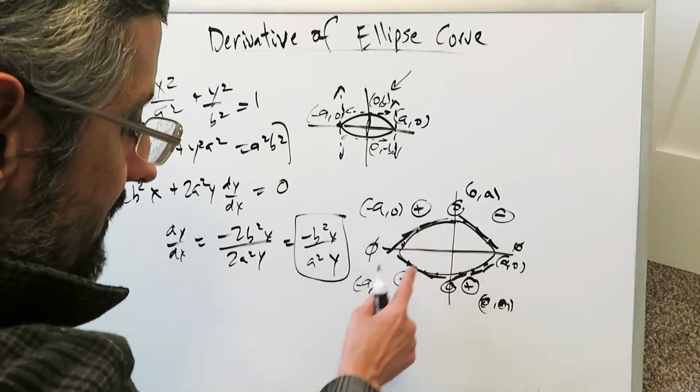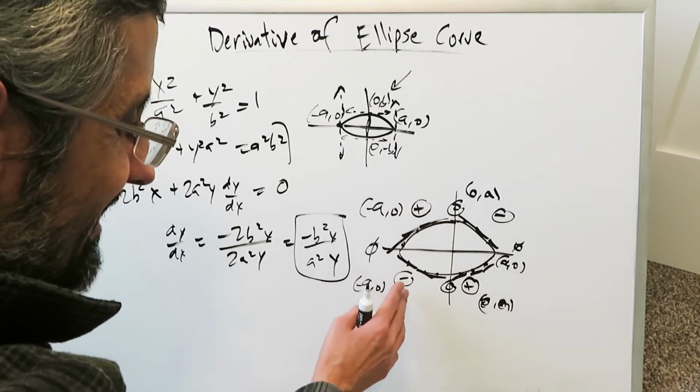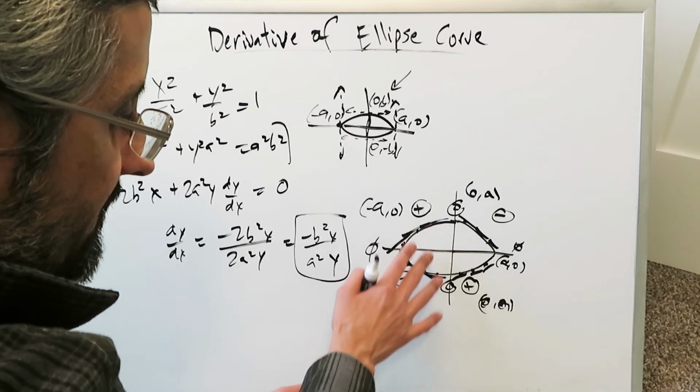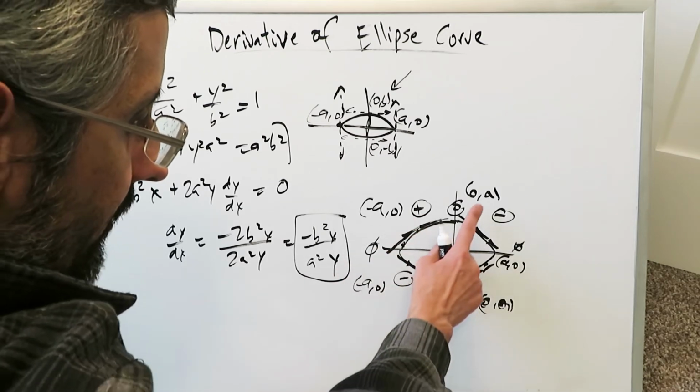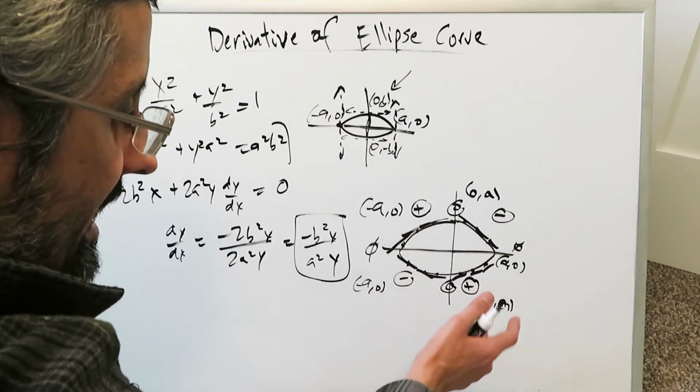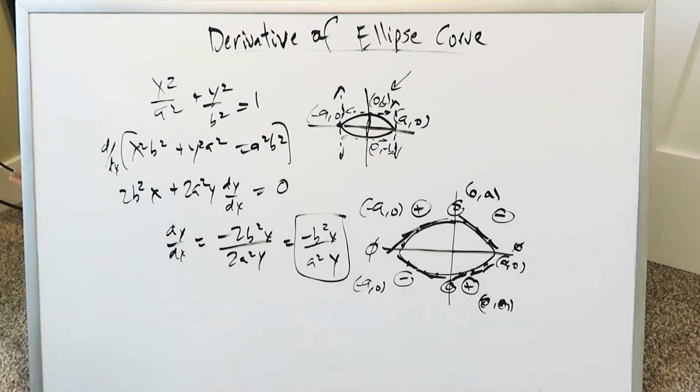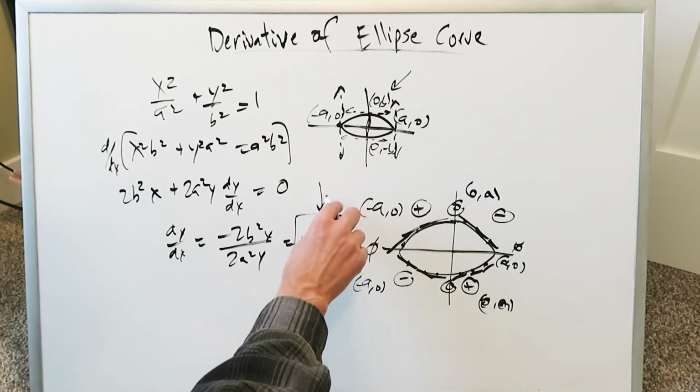From minus a to 0, you have both positive and negative tangent lines occur based on which side of the curve you're looking at, and then from 0 to a, you have both negative and positive tangent lines again occur based on what side of the curve you are on. So the derivative of the ellipse curve can very well be represented here by this specific form.